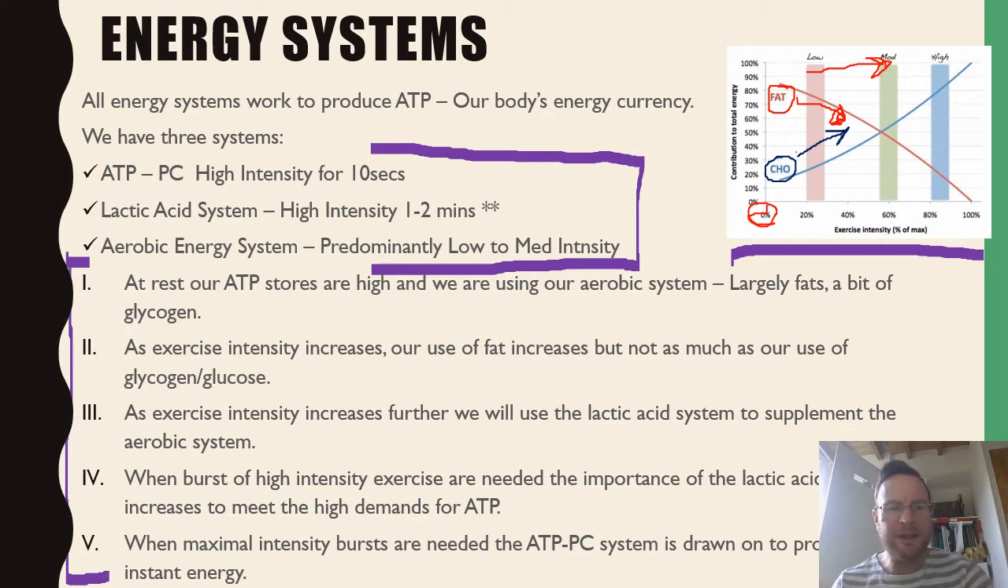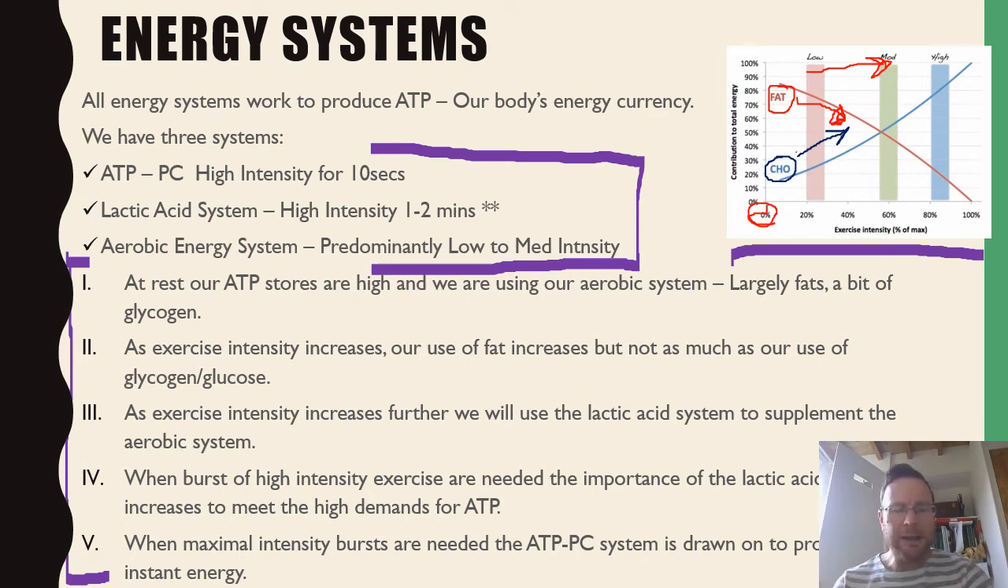So point number 2 is as exercise intensity increases, our use of fat increases, but not as much as our use of glucose and glycogen. As exercise intensity increases further, we will start to use the lactic acid system to supplement the aerobic system. So it's kind of like a little turbo, if you like, as you start to max out. Aerobic system is quite slow, it's very efficient, so you need a little bit of an extra boost.